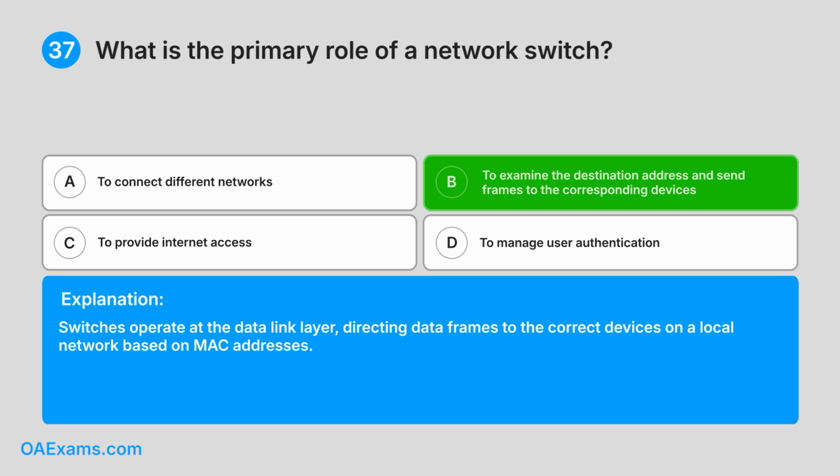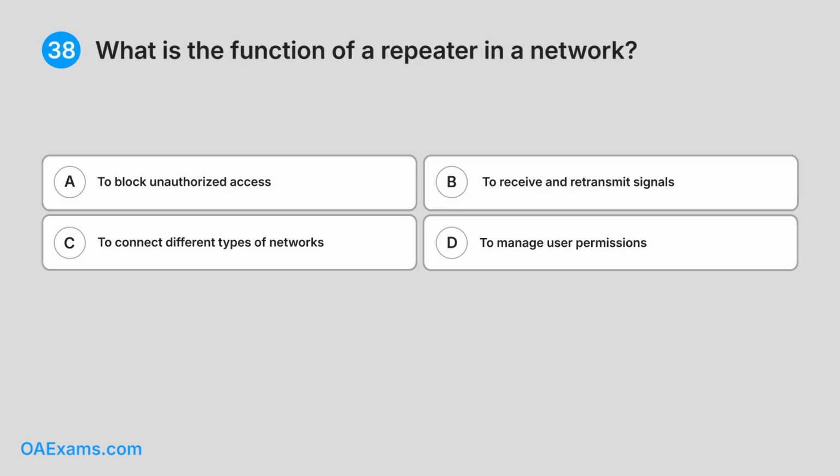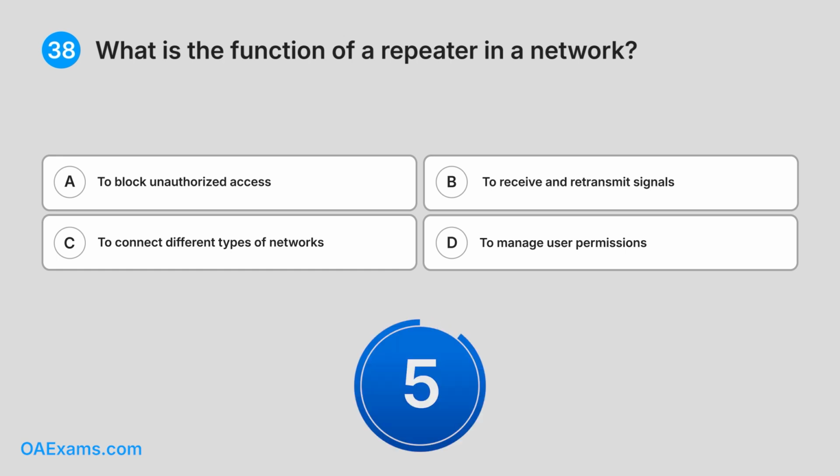Explanation: Switches operate at the data link layer, directing data frames to the correct devices on a local network based on MAC addresses. 38. What is the function of a repeater in a network? A. To block unauthorized access. B. To receive and retransmit signals. C. To connect different types of networks. D. To manage user permissions. Do you know the answer?